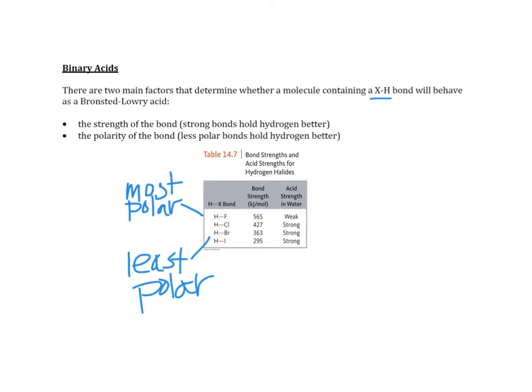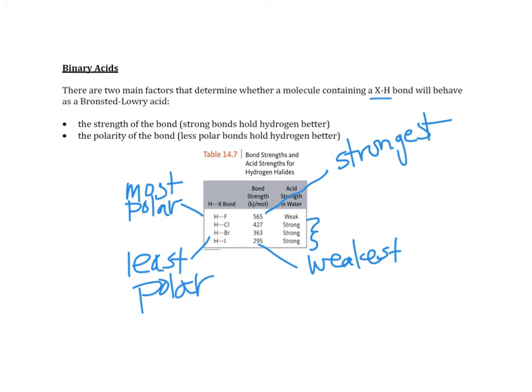Take a look at this chart where hydrogen is bonded to a halogen. We've got HF at the top and HI at the bottom. The bond between hydrogen and fluorine will be the most polar. Remember, fluorine has the highest electronegativity. And then the bond between the hydrogen and the iodine will be the least polar of the ones that are listed there. We have 3 out of the 4 acids, which are strong acids, HCl, HBr, HI, but HF is weak.